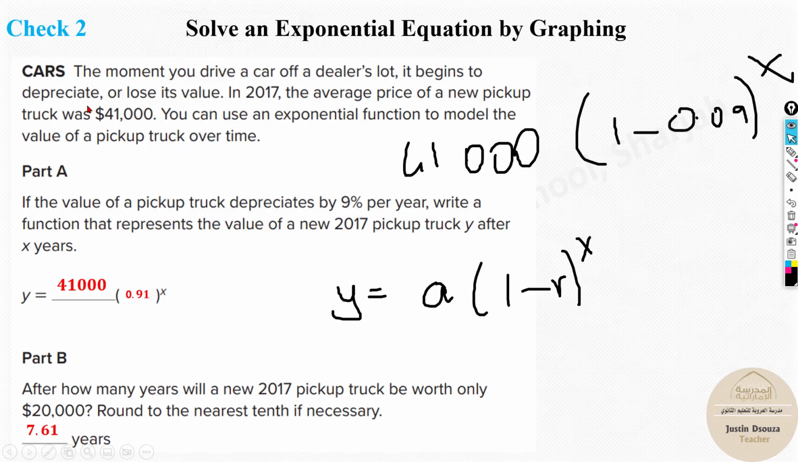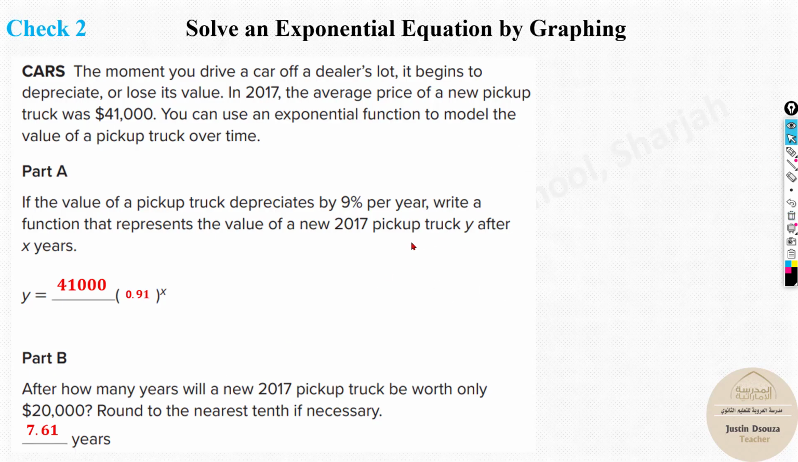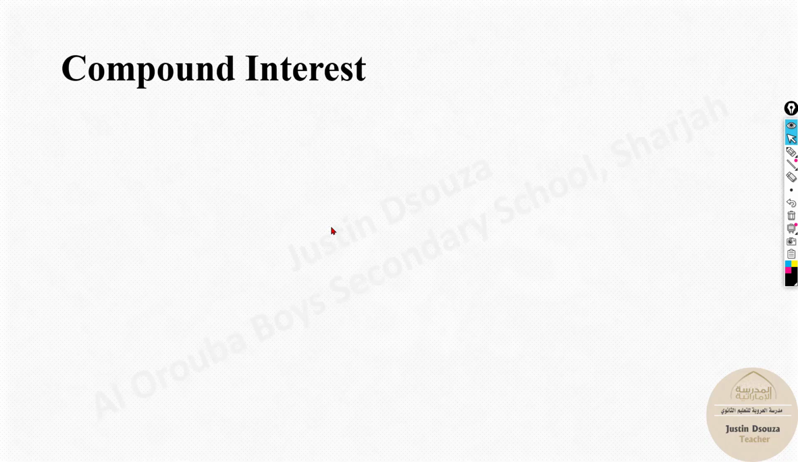So initially it was bought at 41,000, and it will depreciate to 20,000 after 7.61 years. That is the answer. That is about basic exponential functions. Now we will go to compound interest.